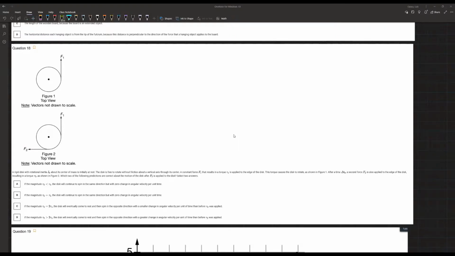A constant force of F1 results in a torque tau 1 and is applied to the edge of the disk. The torque causes the disk to rotate as shown in figure 1. After a time delta T naught, a second force is applied to the edge of the disk, resulting in a torque of tau 2. Which two of the following statements are correct about the motion of the disk after F2 is applied to the disk? Select two answer choices.